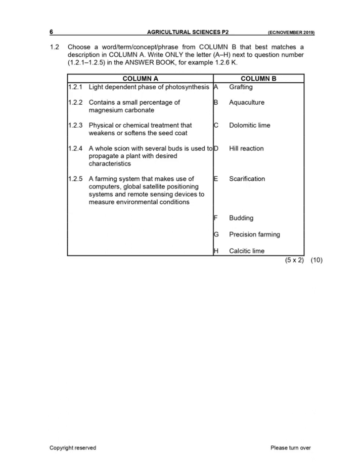Go to your column B, then choose. Then you write only the letter. This particular term in question B contains a small percentage of magnesium carbonate, right? So what contains a small percentage of magnesium carbonate? Physical or chemical treatment that weakens or softens the seed coat. What is that? So go to column B again and then you choose the correct letter.